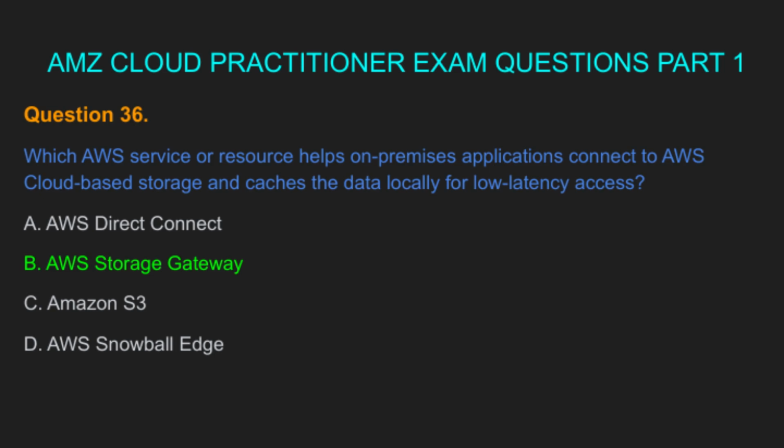It can work in 3 modes: file, volume, and tape. On the other hand, A seems to be a valid option, but AWS Direct Connect is a service that allows you to establish a dedicated network connection from your on-premises data centers to AWS. Amazon S3 is an object storage service that allows you to store, retrieve, and manage large amounts of data in the cloud. AWS Snowball Edge is a data transfer device that can be used to transfer large amounts of data into and out of AWS.